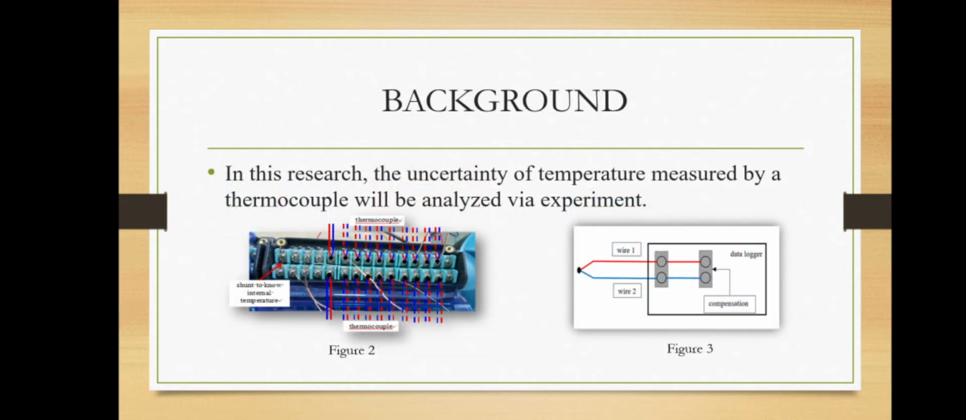Next is about the project background. In most of data logger used for temperature measurement by the thermocouple, the internal temperature near the reference junction terminals is measured for the reference junction compensation, which is the temperature difference between the internal temperature and the terminal temperature results in the reference junction compensation error.